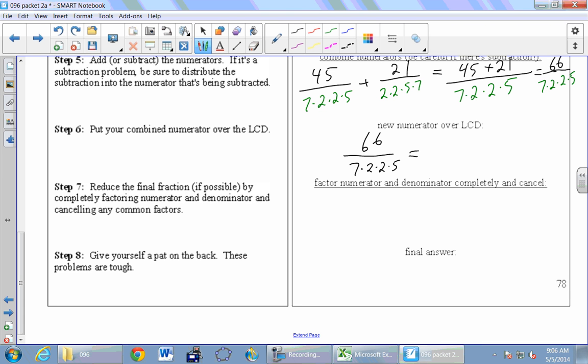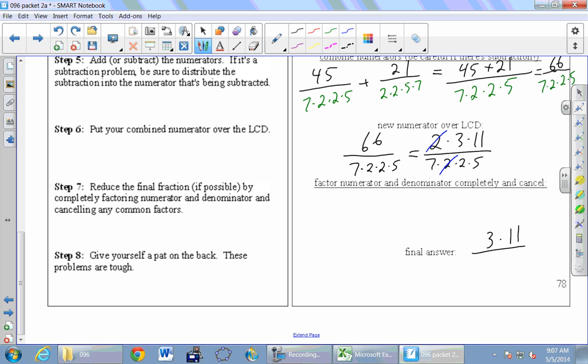So the top is really, what, 2 times how much? 33. Let's keep going with 33. 33 is really what times what? 3 times 11. You guys buy the top is still 66? And now it's all multiplication, which means it's okay to cancel. So what goes away? One of the 2's. And so our final answer is just 3 times 11 over 7 times 2 times 5.